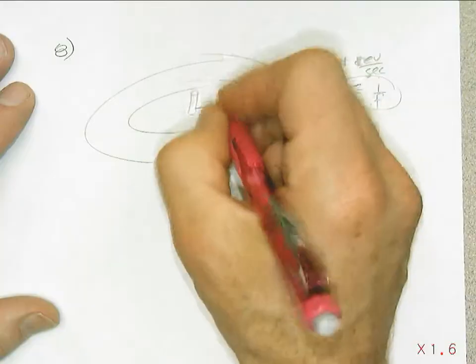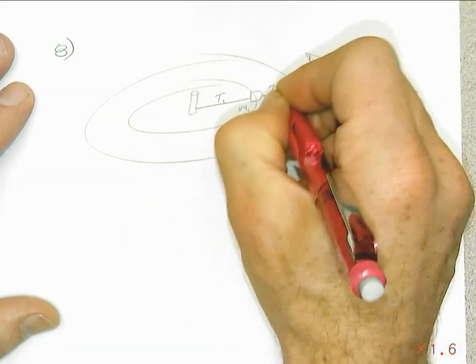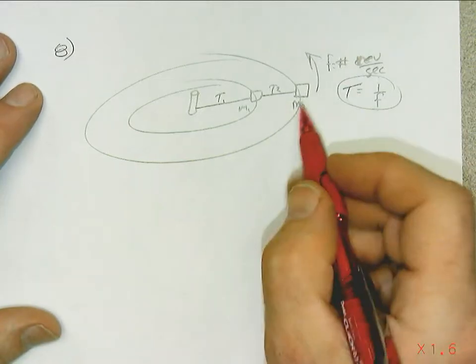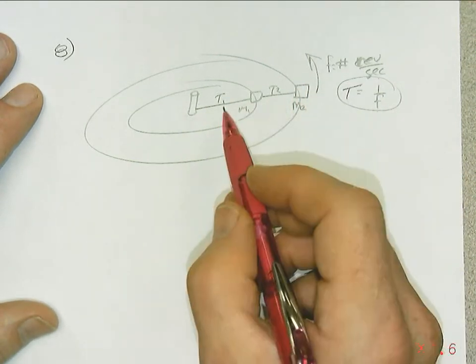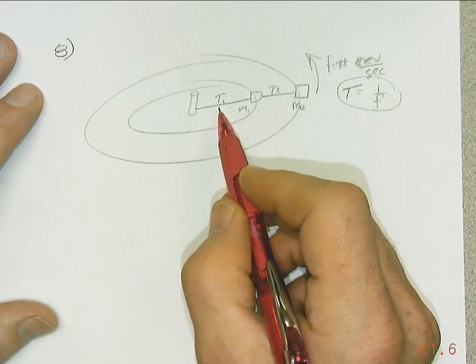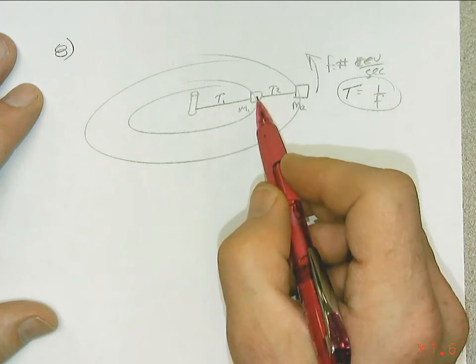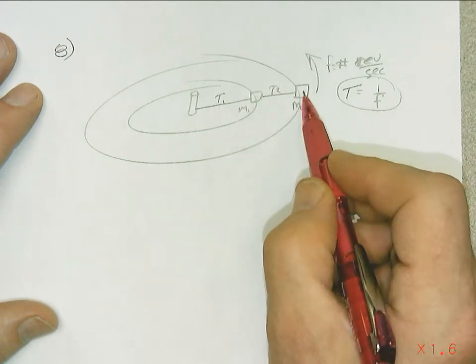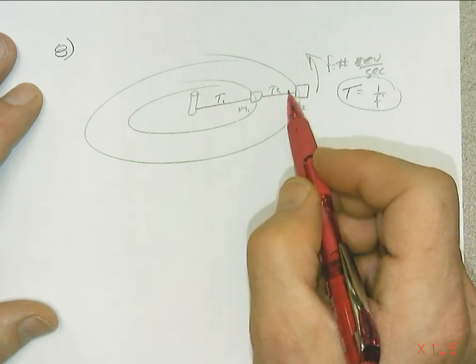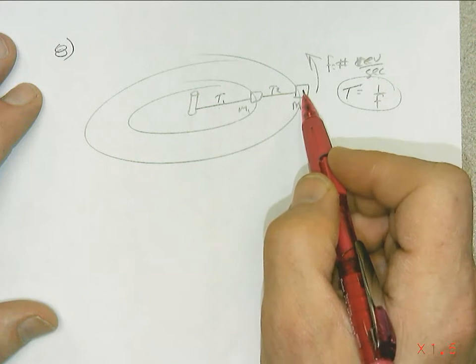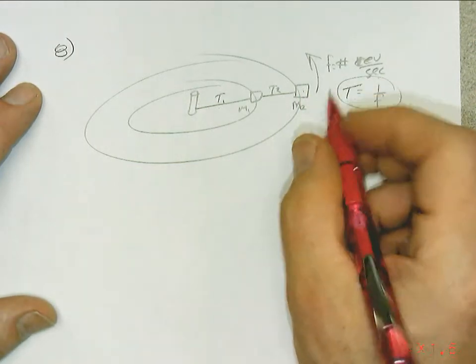Now to get the tension, call this T1 and T2. Actually, I'd like to just look at the big picture. The big picture is T1 is the tension that provides the centripetal force for M1 and for M2. T2 is simpler. It's just providing the centripetal force for M2. So let's look at T2.